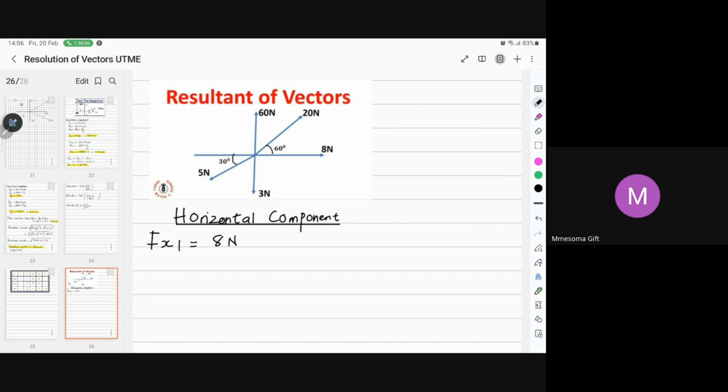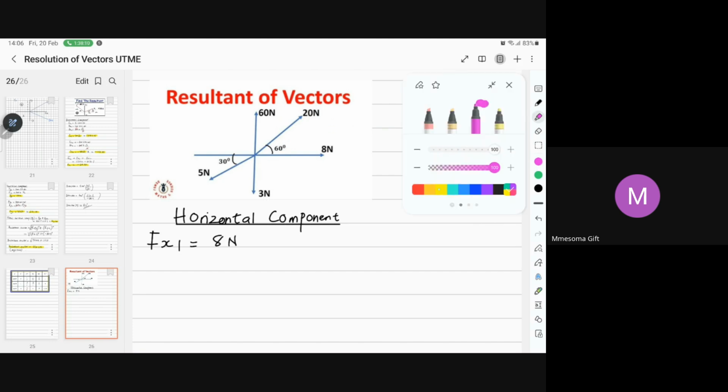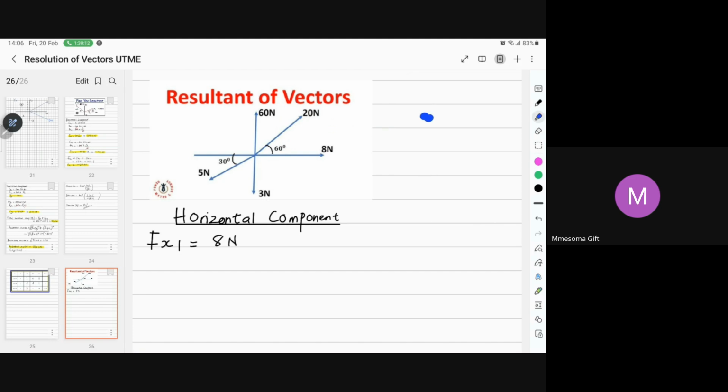Now, this force here, look at this guy. I should have actually said that from the beginning. I don't know why I forgot. During my introduction, I should have mentioned that some forces will already be on the axis, not inclined. So this guy now, this 20 is inclined at an angle. 20 Newton is inclined at an angle.